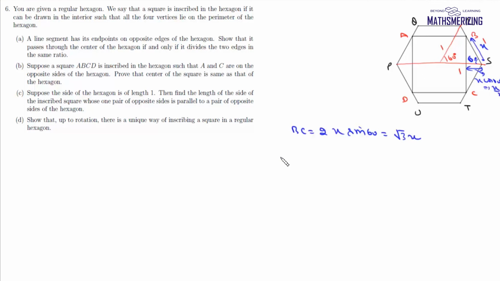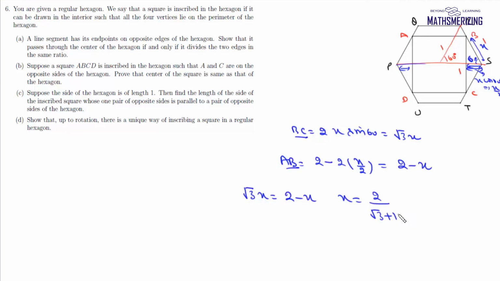So we can find AB, and this AB will be this distance, which is 2 units, minus, we have this symmetry, so this distance will be the same, so it will be 2 minus 2 times x by 2. So the value of AB simply will be 2 minus x. Now BC and AB are sides of a square, so from here we can say root 3 x is equal to 2 minus x. So from here we'll get the value of x as 2 upon root 3 plus 1, or we can simply say the value of x is root 3 minus 1.